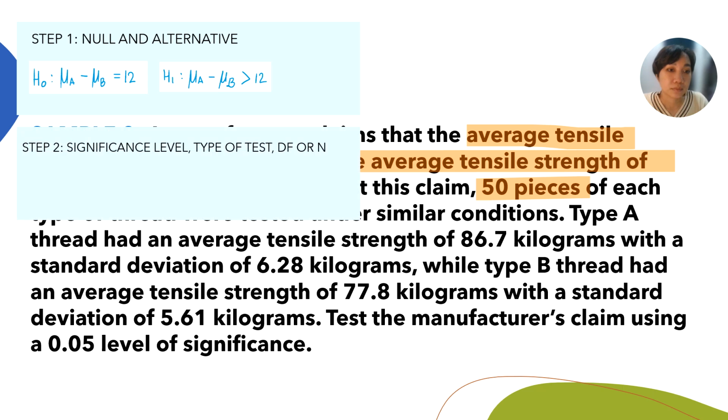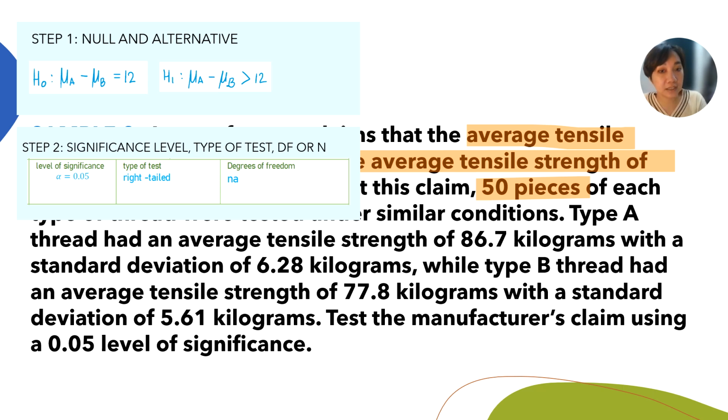Step 2. Identify the level of significance, which is 0.05. The tail is right, and then the n is 50. But since this is a z-test, we don't really need to look for the degrees of freedom. How so? Well, z-test uses the standard normal distribution, which does not change no matter the sample size. We need it in t-test because our sample size is so small that it only approximately follows the standard normal distribution. So we have to include it in the critical value.